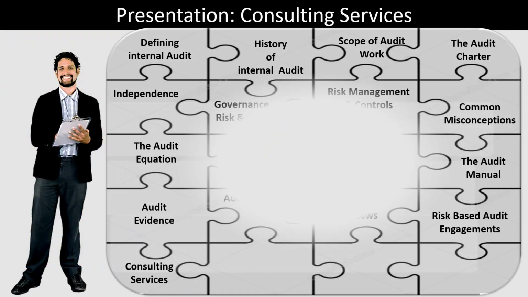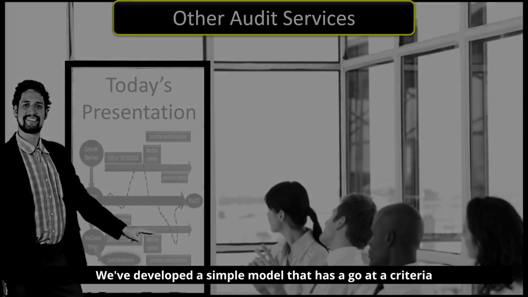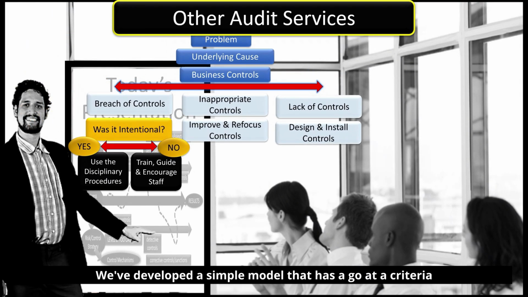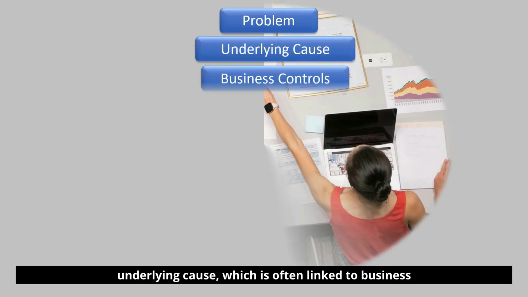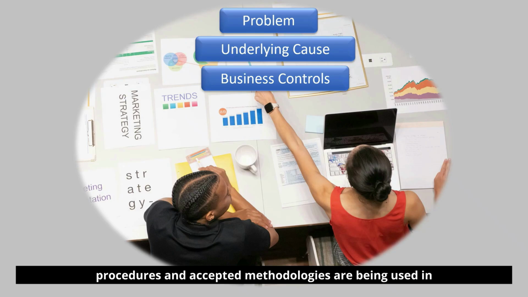Here's my take on the way consulting work can be assessed and prioritized. We've developed a simple model that has a go at a criteria to help focus the audit effort whenever senior managers ask internal audit to help them. Most problems have an underlying cause, which is often linked to business controls in the form of the way policies, procedures, and accepted methodologies are being used in the area in question.